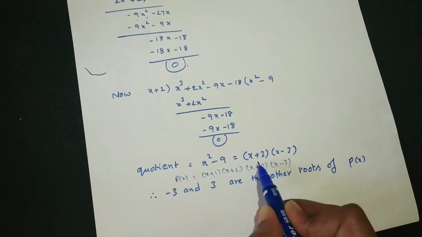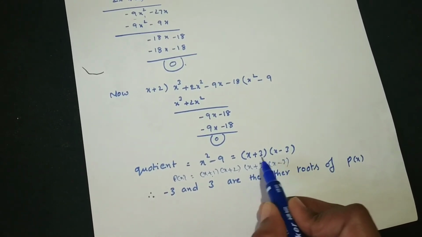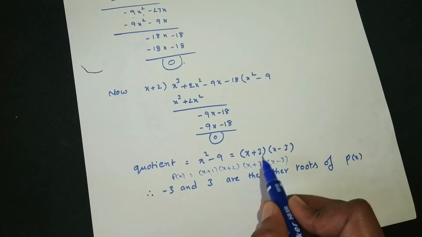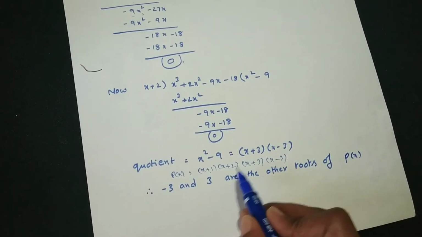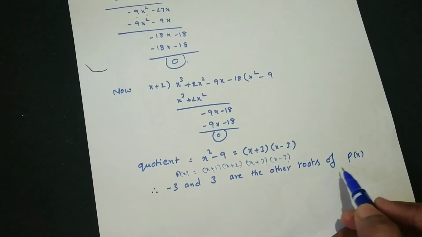These two are the other factors. Setting each of them equal to 0, x is equal to minus 3 and x is equal to 3 are the other roots of the given p of x.